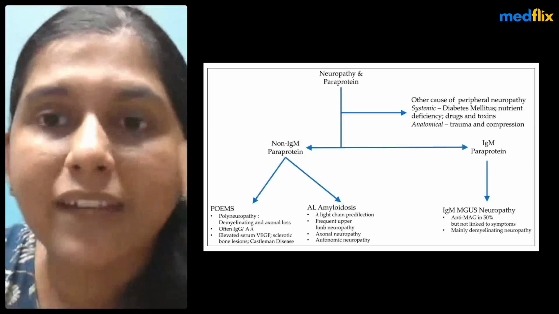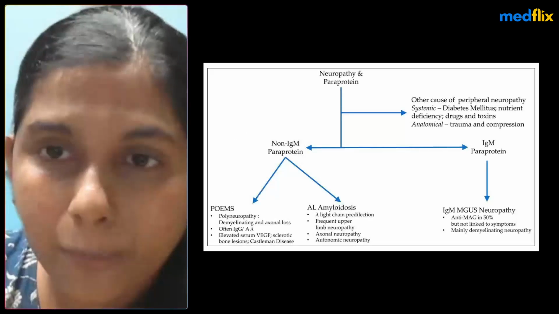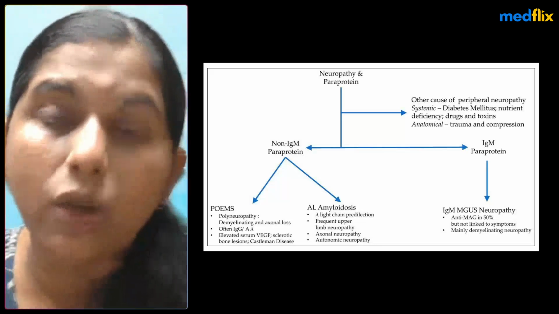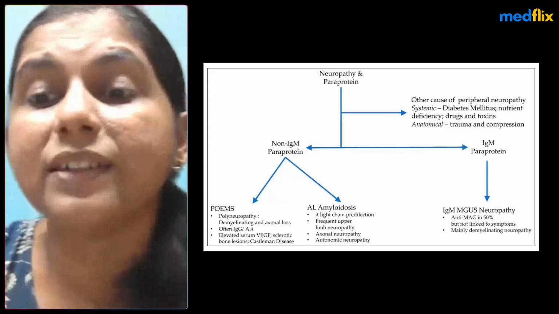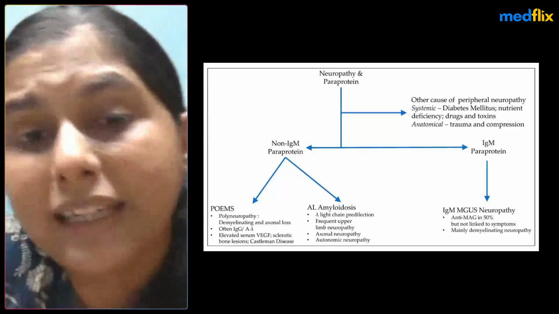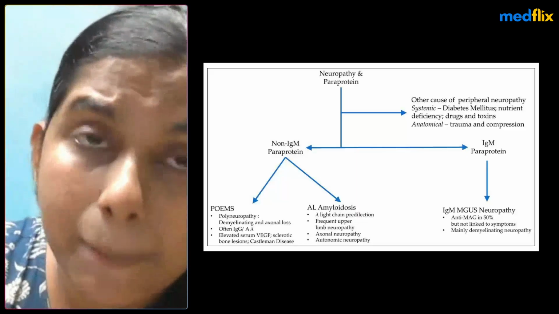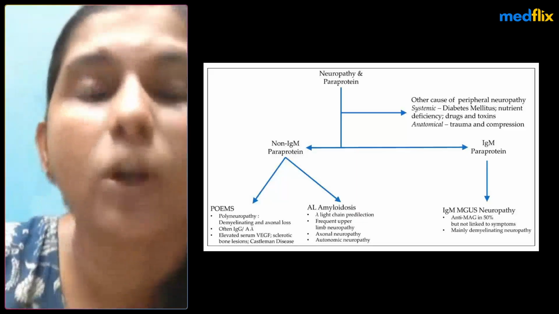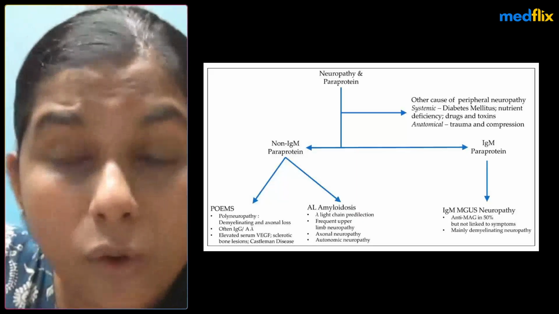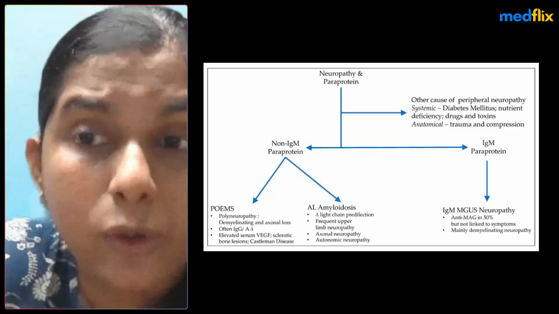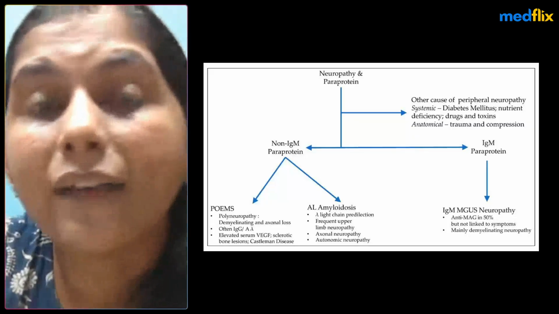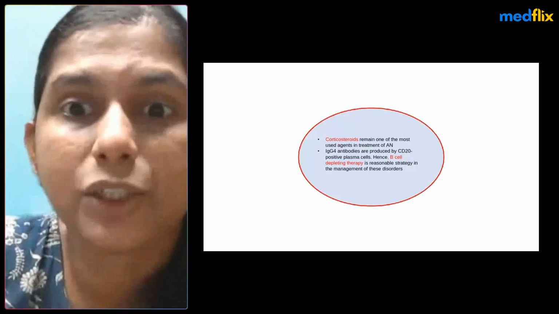Now, basically, when we have neuropathy and we have an underlying paraprotein, we rule out other causes and we see, is it an IgM paraprotein or is it a non-IgM paraprotein? If it's an IgM MGUS neuropathy, then is it anti-MAG and it is mainly demyelinating. If it is non-IgM paraproteinemia, are we dealing with POEMS syndrome or are we dealing with amyloid light chain amyloidosis? POEMS syndrome, as we know, is a systemic syndrome. There is polyneuropathy, demyelination, axonal loss, elevated VEGF, which is an important biomarker that we should remember. They also have papilledema on fundus examination.